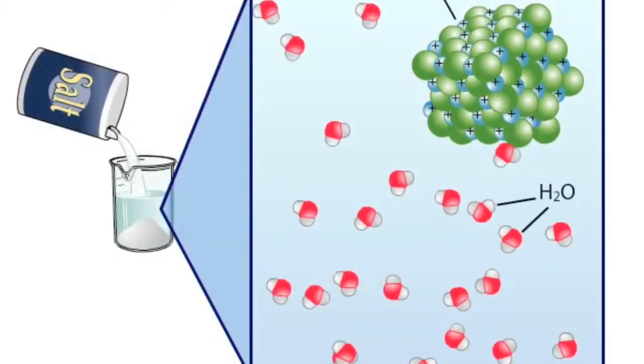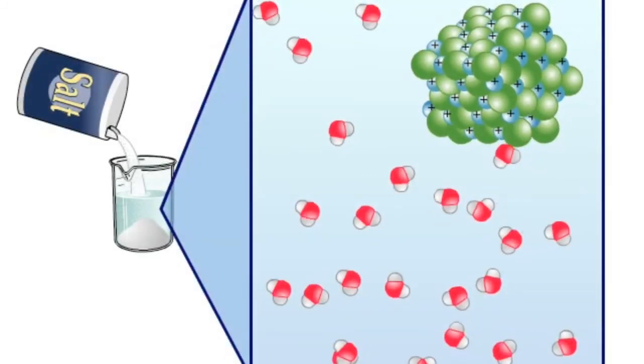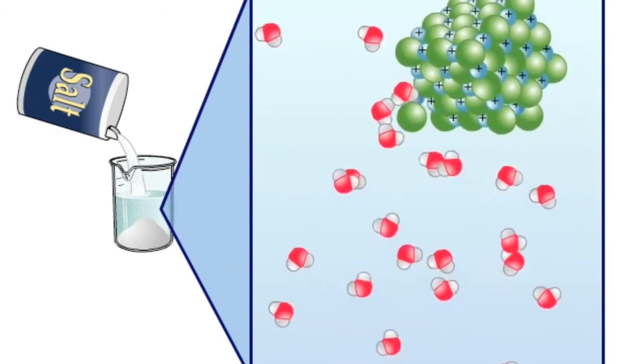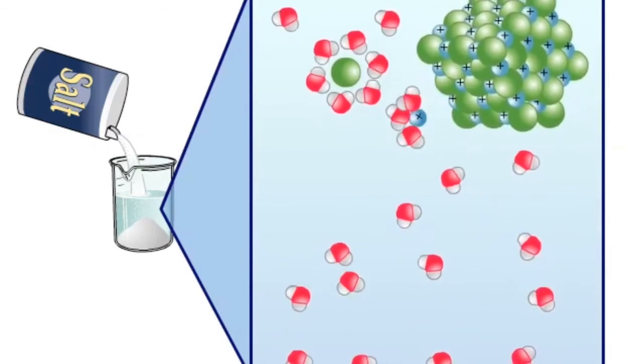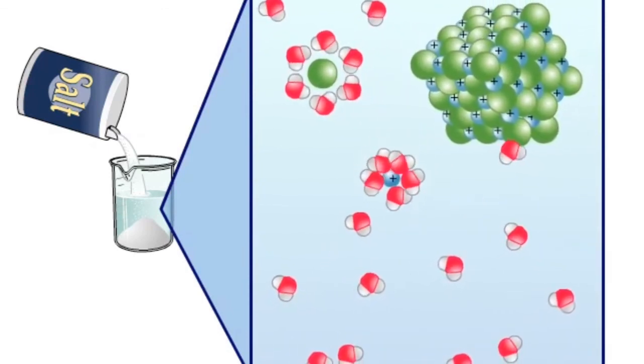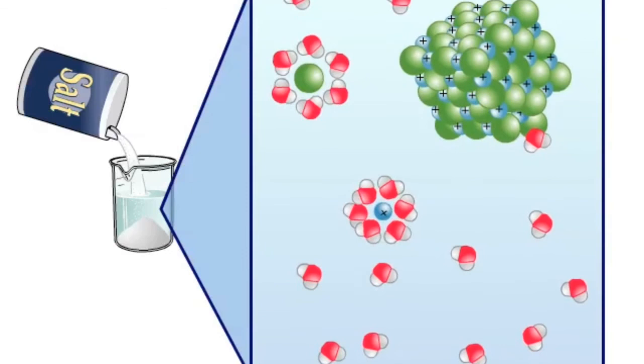Ionic bonds can be broken down in water. The partial charges on water molecules are attracted to the full ionic charges on the ions. When the solid dissolves, it breaks down into separate ions, each surrounded by a sphere of water molecules.